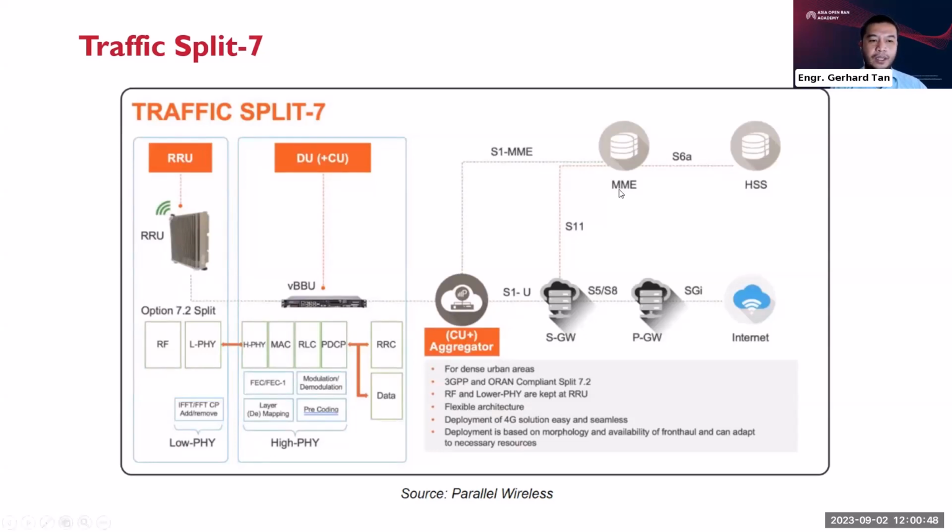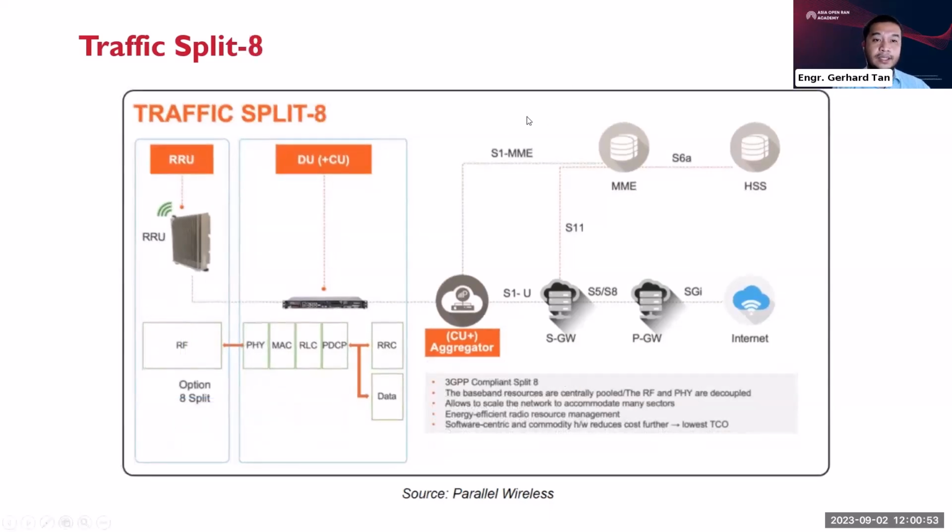So another example is traffic split 8. The difference is that lower layer traffic, including the physical downlink control channel and physical downlink shared channel, is being processed at the central unit. And of course, the upper layer traffic, that's the RRC and packet data convergence protocol, is processed on the radio unit. Right?